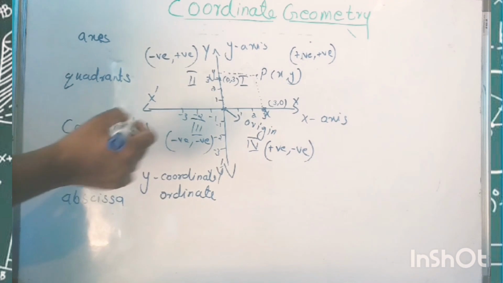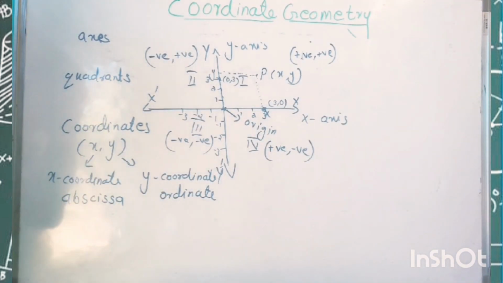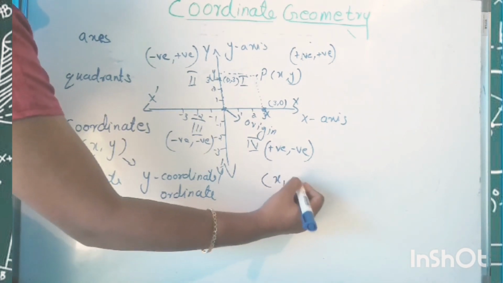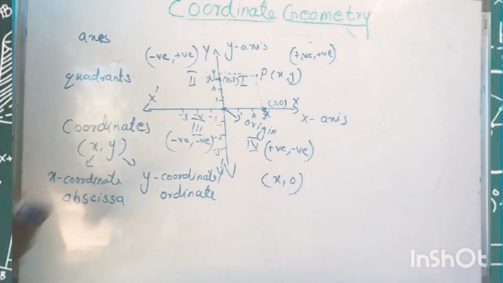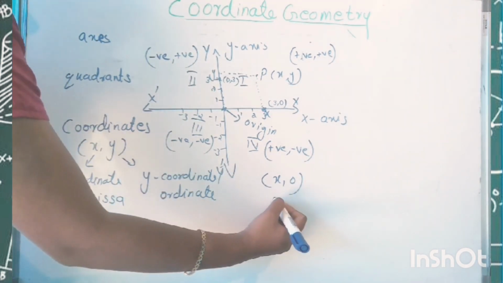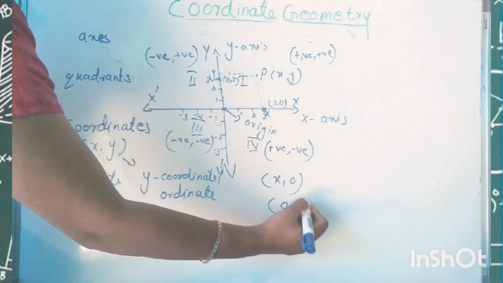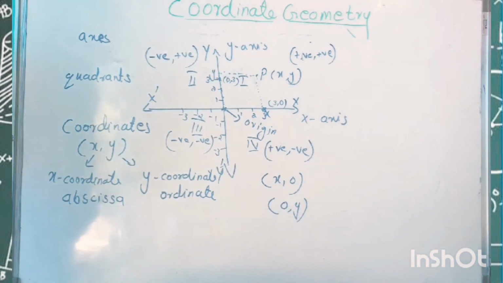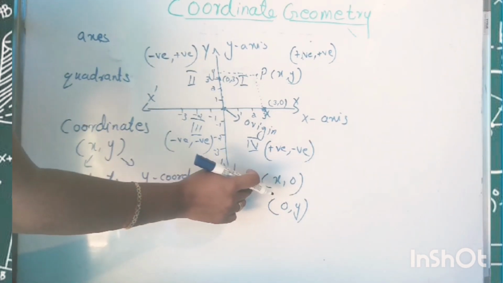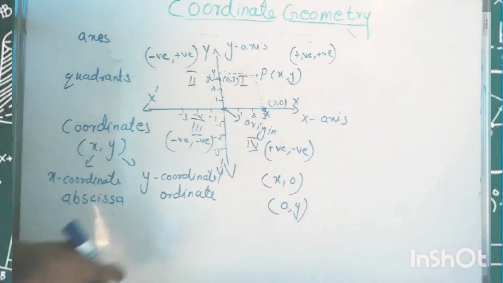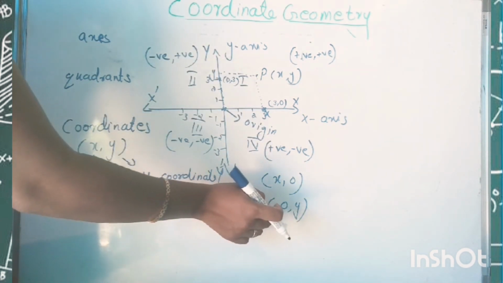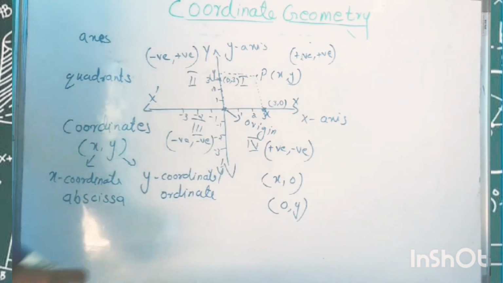So in general, if a point lies on the x-axis, then the coordinates of that point are x, 0, since the y coordinate is 0. If a point lies on the y-axis, then the x coordinate of that point equals 0. So a point on the x-axis will be in the form of the ordered pair x, 0, and if it is on the y-axis, the coordinates will be in the form of the ordered pair 0, y.